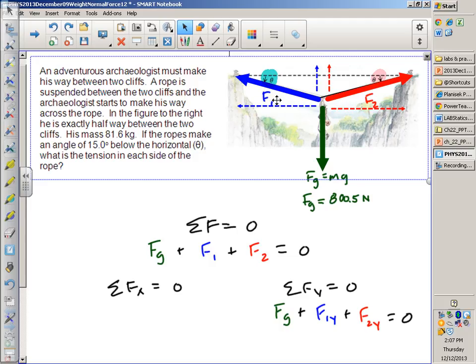Same angle, we said that these forces are going to be the same. What's going to be true about these components? They're going to be the same as well. The same as each other.